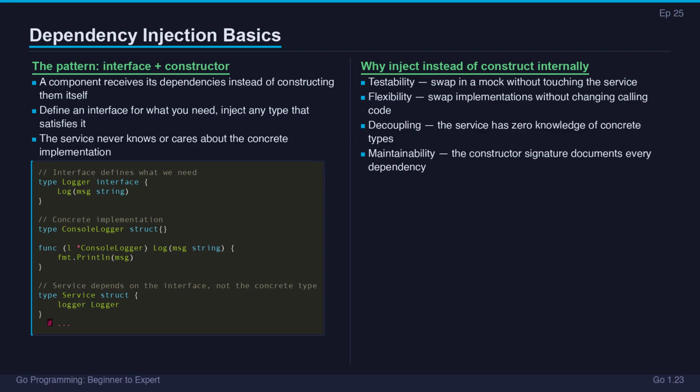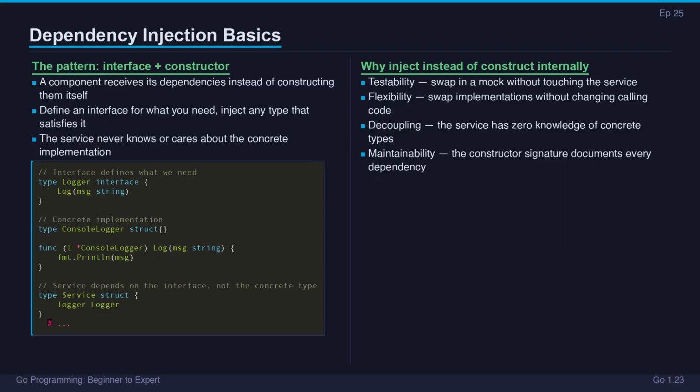Define an interface for what you need, a logger with a log method. Write a concrete implementation, console logger. Then write a service struct that holds a logger field, and a new service constructor that takes a logger and stores it. The service depends on the interface, never on console logger directly. It doesn't know or care which implementation it received.